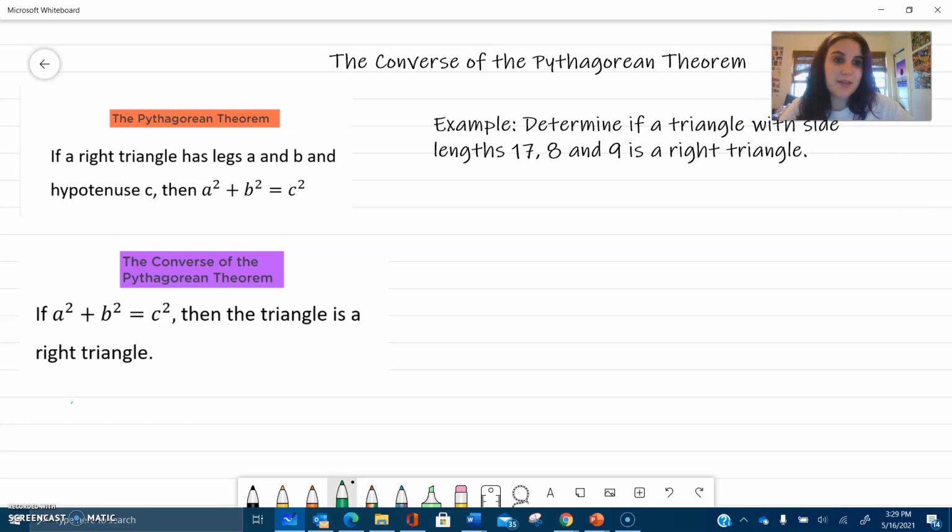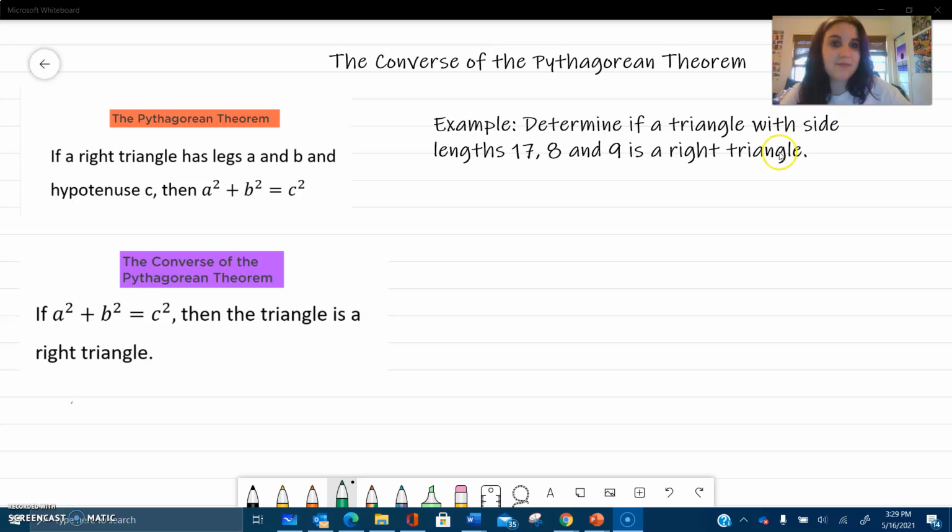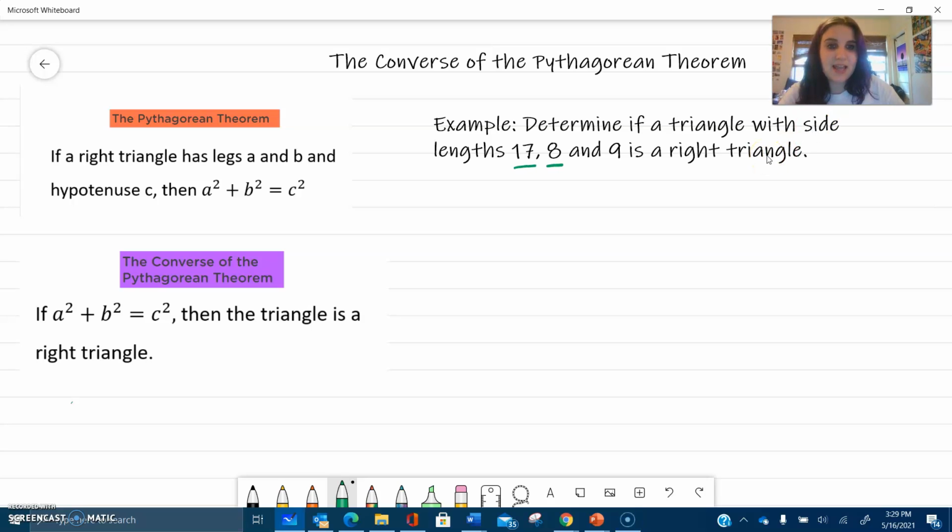So an example of this is, let's say we have a triangle with side lengths 17, 8, and 9. We can use the Pythagorean theorem to determine if this is a right triangle. So let's start by writing our theorem down, which is a squared plus b squared equals c squared.